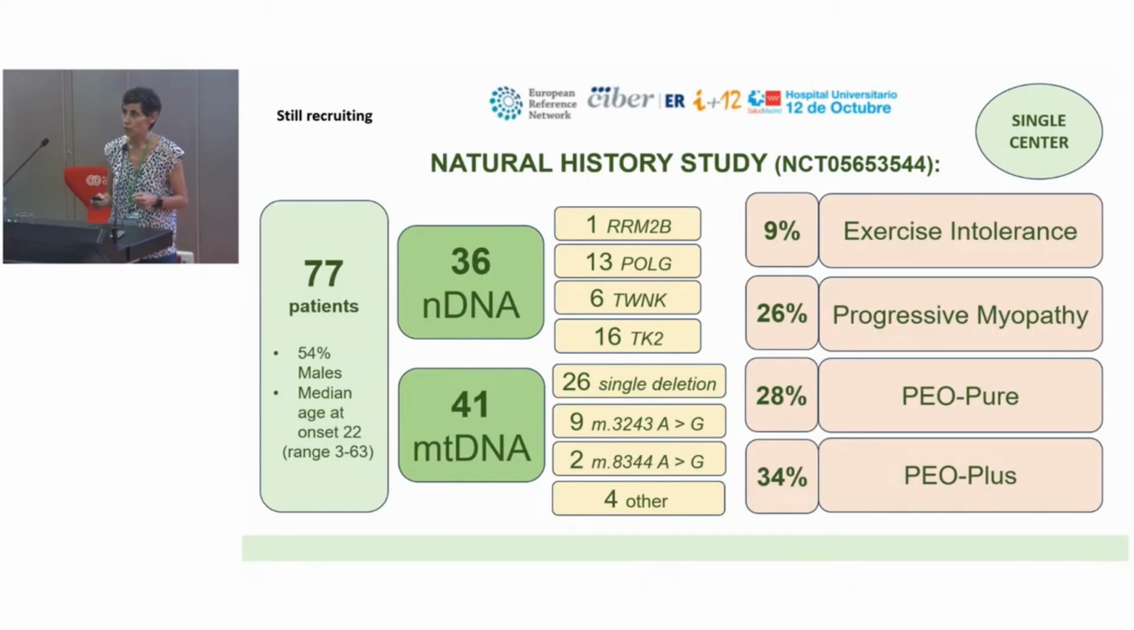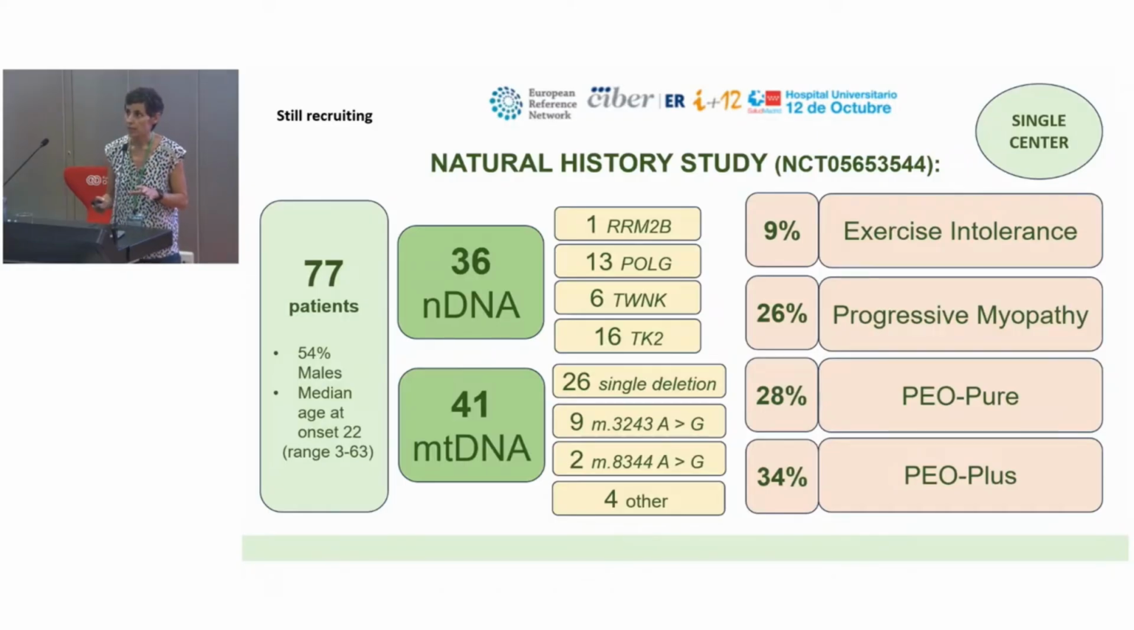And in our group, we are doing a natural history study. This is a prospective cohort study. It's still recruiting in a single center, just in 12 de Octubre Hospital, and with the same personnel that are attending the patients. And now we have at least 77 patients with predominantly neuromuscular involvement, especially primary mitochondrial myopathies.